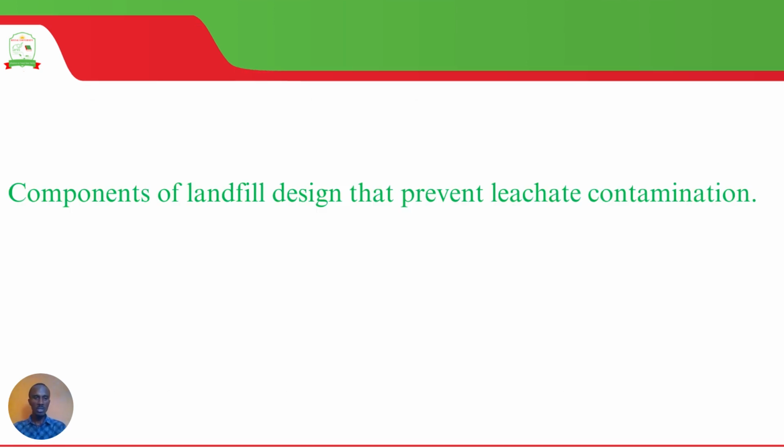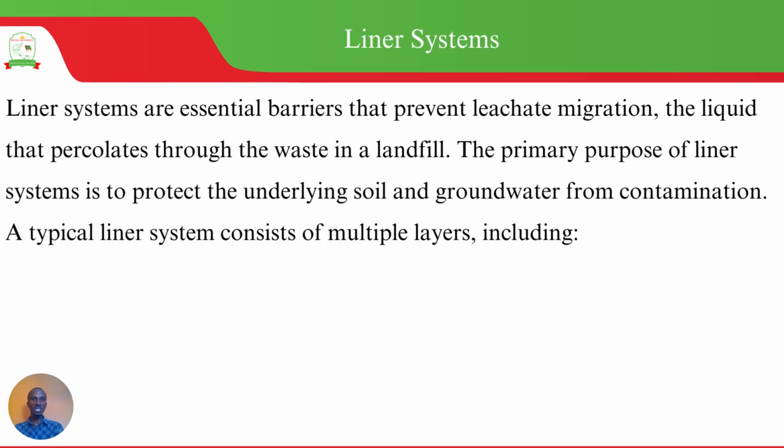So the components of this landfill design to prevent leachate contamination are as follows. They include liner systems, which are essential barriers to prevent leachate migration, or that liquid that can percolate from the waste downwards in that landfill and contaminate the groundwater. So the primary purpose of this liner is to protect the underlying soil and groundwater from contamination from this leachate, or the liquid that could seep downwards.